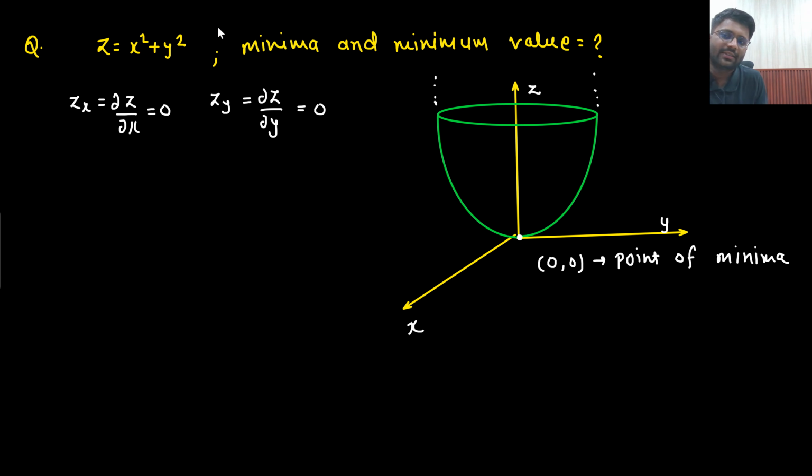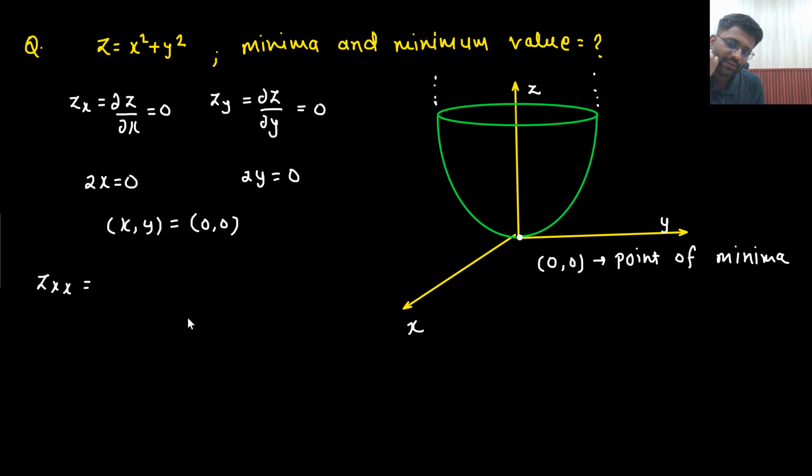So what is del z by del x? Keeping y square as constant, 2x equals 0. Keeping x square as constant, 2y equals 0. So from here, which point are you getting? The point you are getting is 0 comma 0. Now we are supposed to find zxx. What is the value of zxx? Zx was 2x, and zy was 2y. So what will be zxx? Differentiation of 2x. What is zyy? Differentiation of 2y.